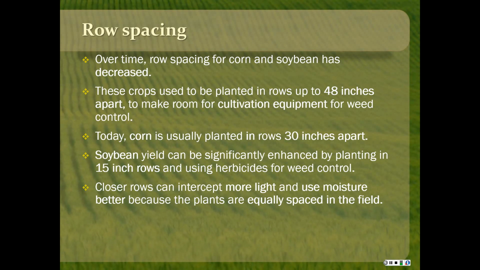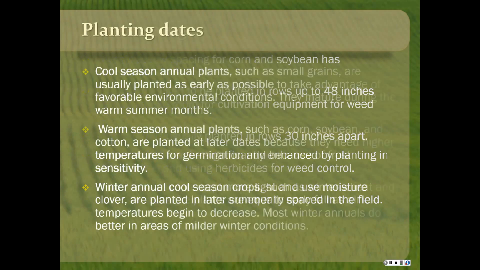There's some research and questions about whether closer spacing or twin rows and things like that can be used. There's controversy over some of that. And soybean yield can also be significantly enhanced by planting in 15-inch rows and then using herbicides for weed control. Closer rows can intercept more light and use moisture better because the plants are equally spaced in the field. And also the plants will tend to, especially corn, close the canopy sooner. And that's really important for weed control, in certain crops, to have a closed canopy as soon as possible.